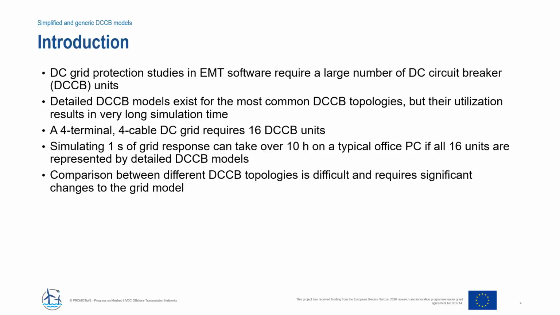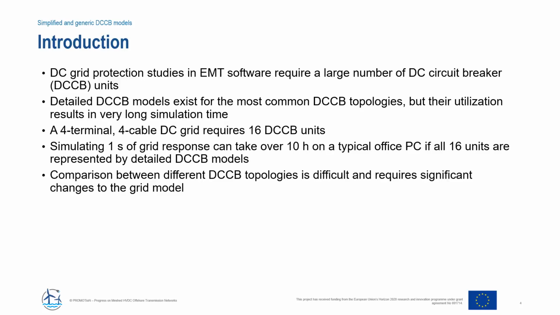While performing studies of DC circuit breaker integration in mesh DC grids in Work Package 6, we encountered a problem. The problem was that the simulation models, which utilize a considerable but not particularly large number of DC circuit breaker units, took very long time to solve. To be more precise, we used a 4-terminal DC grid with 4 cables, so nothing excessive, and it required a total of 16 DC circuit breakers.